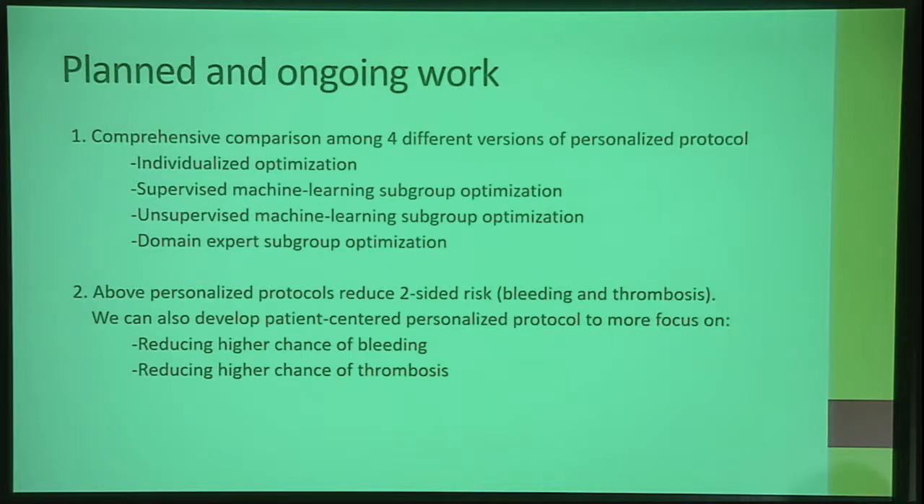One other thing I haven't mentioned before is that the personal protocol reduces two-sided risk equally. Basically, we treat both of them as equally important. But for some particular populations, maybe bleeding is more important, and for others, maybe thrombosis is more important. In that case, we can set up a constraint or give a different weight to control this optimization algorithm.